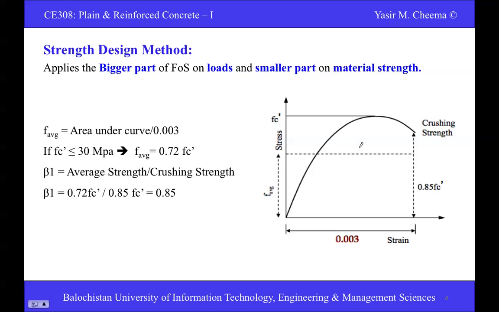So in that case, beta 1 would be equal to 0.85. Average strength is the area under this curve divided by 0.003, which is the strain. The total stress strain curve is clear to you. The area of the stress strain curve divided by the strain for the region, mentioned over here as 0.003. So the ratio of these gives you the average strength.